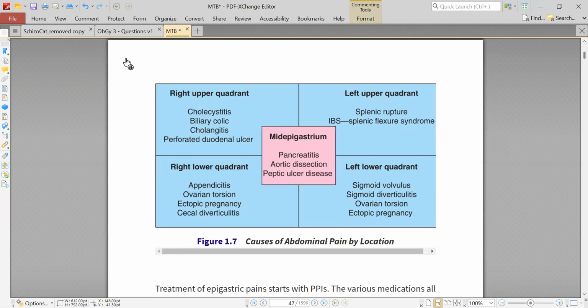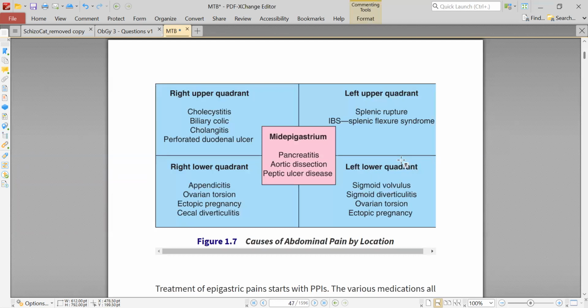Whenever the patient comes with upper right quadrant pain, we have to remember this table. It is super important. If the patient has right upper quadrant pain, it's going to be cholecystitis, biliary colic, cholangitis, or perforated duodenal ulcer. If it is left upper quadrant pain, then it is going to be splenic rupture or splenic flexure syndrome. In the left upper quadrant the spleen is there, and the splenic flexure of the intestine. The right lower quadrant is going to be appendicitis, Meckel's diverticulum, ovarian torsion, ectopic pregnancy, cecal diverticulitis.